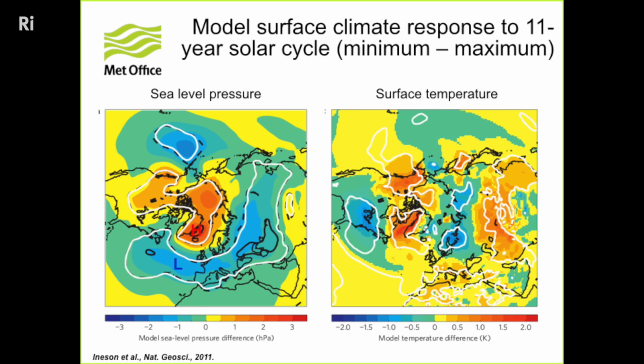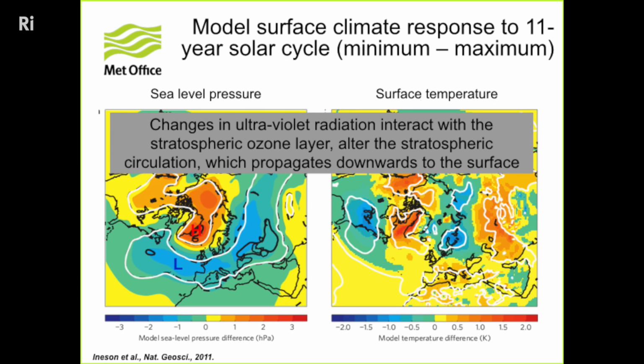So we got that signal of higher than normal pressure to the north, lower to the south, easterly winds. Not such a clear signal of cold to the east, but it's there. And you could start to unpick what was happening in the model to give you those signals at the surface. How do you get there when we're talking about ultraviolet radiation? And of course, how you get there is that the ultraviolet radiation interacts with the stratospheric ozone layer, alters the stratospheric circulation, which propagates downwards to the surface.